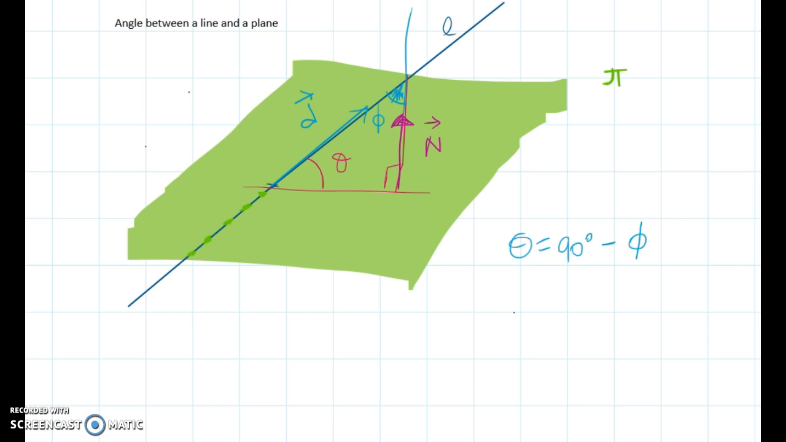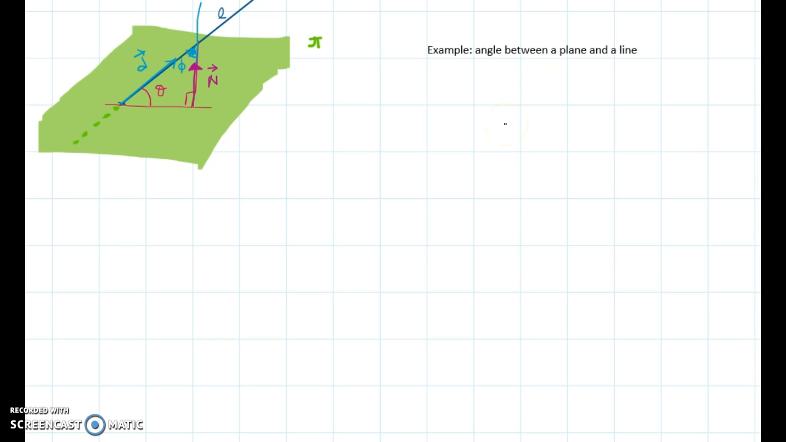So that's what we do. We find the angle phi between the vector N and the vector D. Let's see how this works in an example.